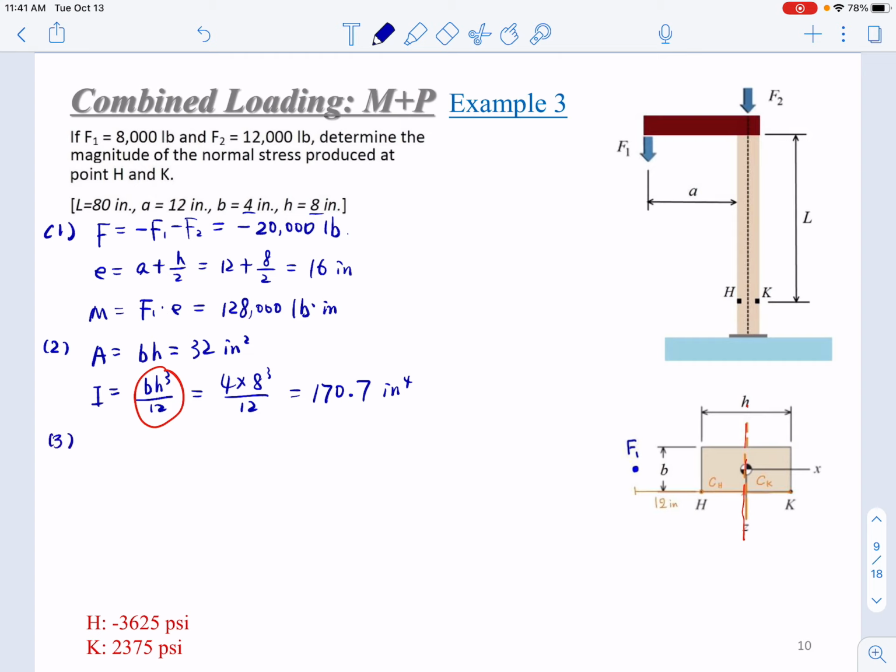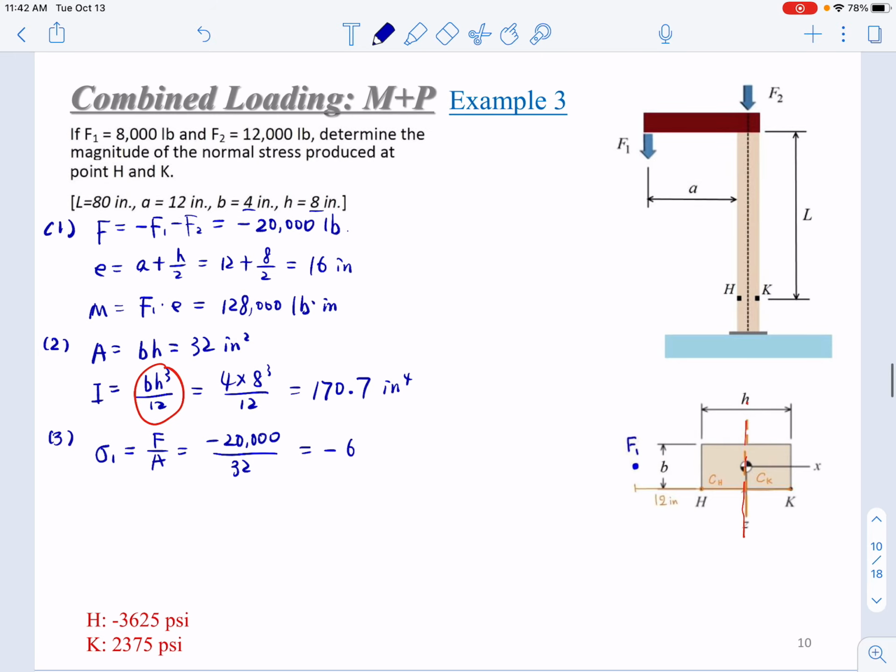Okay, the third step, we can calculate the normal stresses, the two components. The first one, component 1, will be this F over A. It's negative 20,000 over 32. So we got negative 625 psi. And the second component will be positive or negative MC over I. That will be positive or negative 3,000 psi.